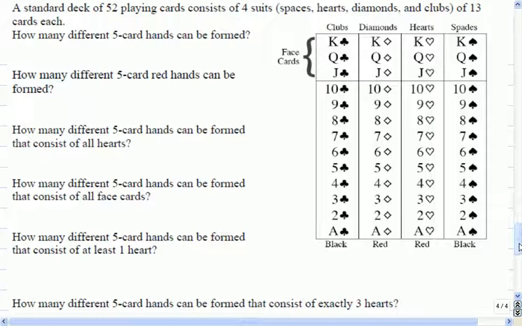Joyce. A standard deck of 52 playing cards. Here's the weird thing: sometimes the provincial exam assumes that you know this kind of stuff, so they won't put this nice chart on it. Sometimes they do. If, for some reason, the stress has gotten to you and you're like, oh my god, how many kings are in a deck of cards?